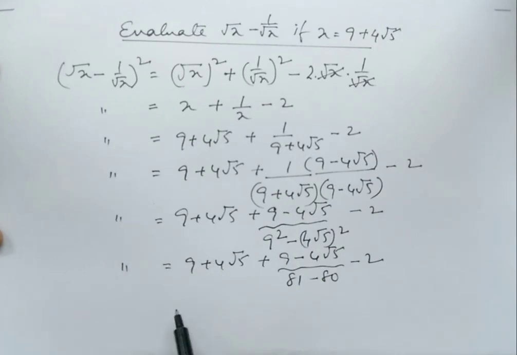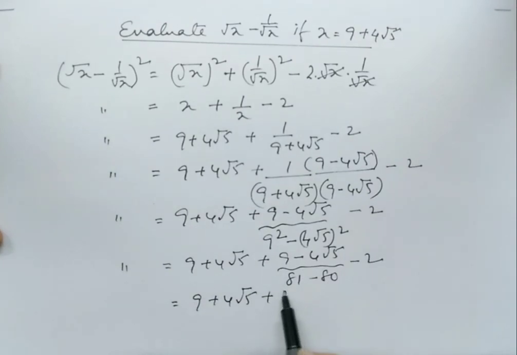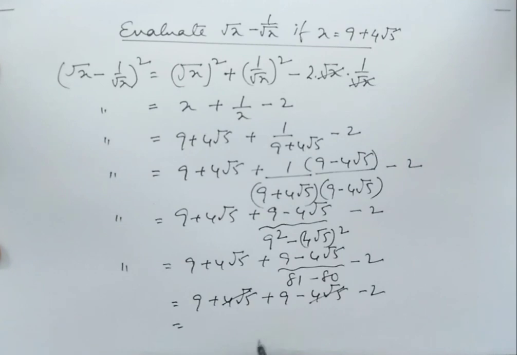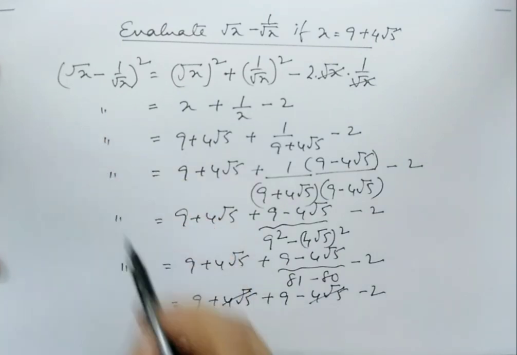Alright, so we have 9 plus 4 root 5 and here 1, so we can always ignore that. So 9 minus 4 root 5 minus 2. Correct, guys? This gets cancelled. We are left with 9 plus 9 minus 2, which is 16. Correct?